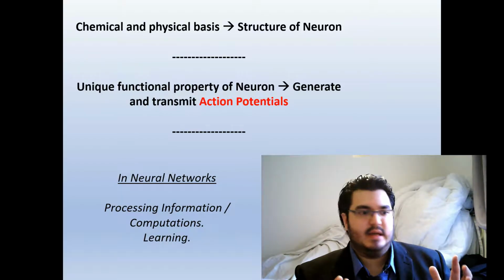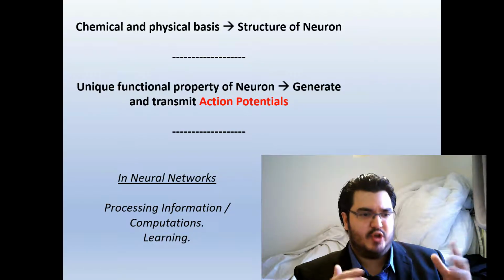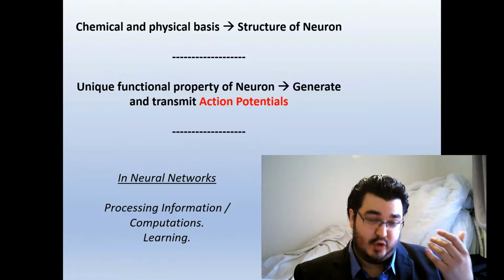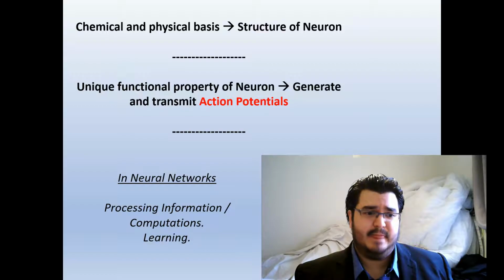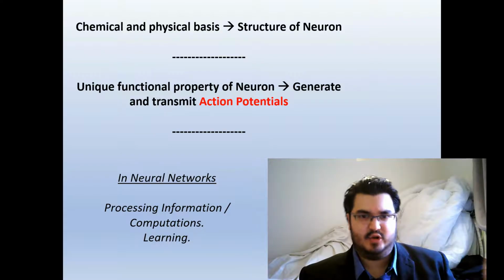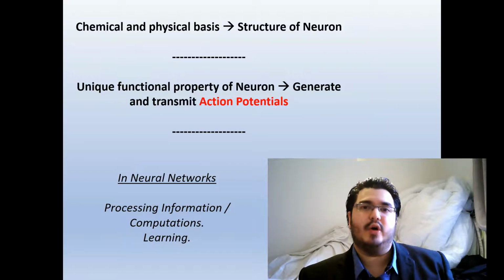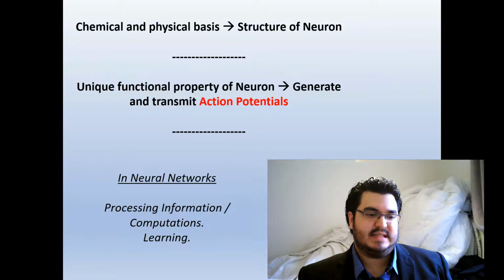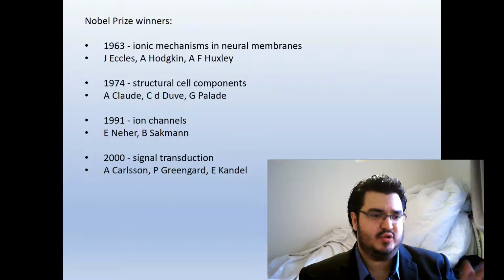You have to know this: the chemical and physical basis of cells underpins the neuron's ability to generate and transmit action potentials within the neuron and from one neuron to the next, which is basically neurons firing. So we'll talk about that now. In neural networks, that becomes important because that's how information is computed in networks of neurons. That's the main message of this video that I want you to understand.